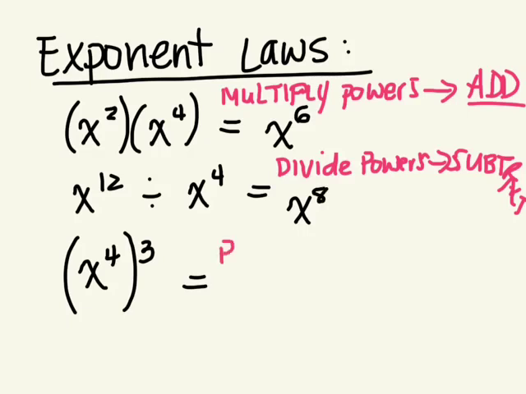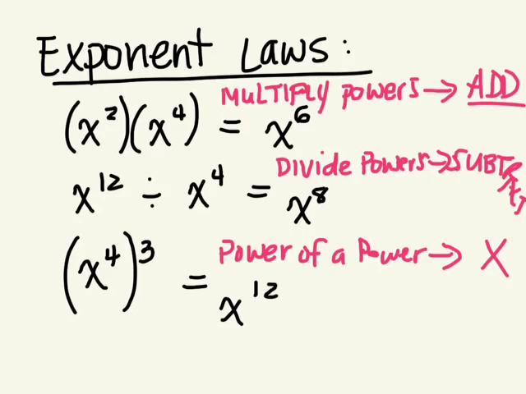When we have a power of a power, so we have x to the power of 4 to the power of 3, what do I do with the exponents? Multiply. So this becomes x to the power of 12.